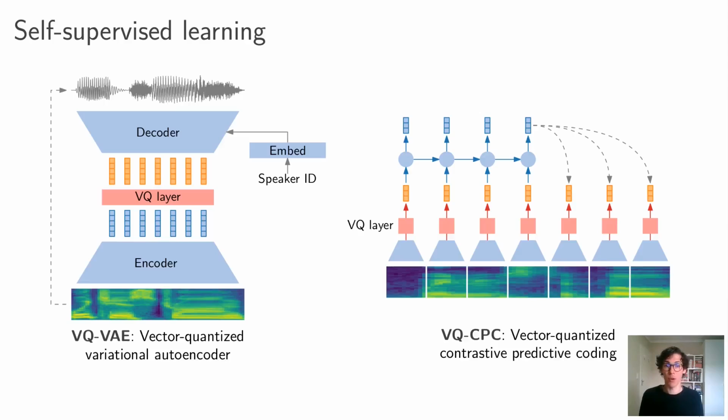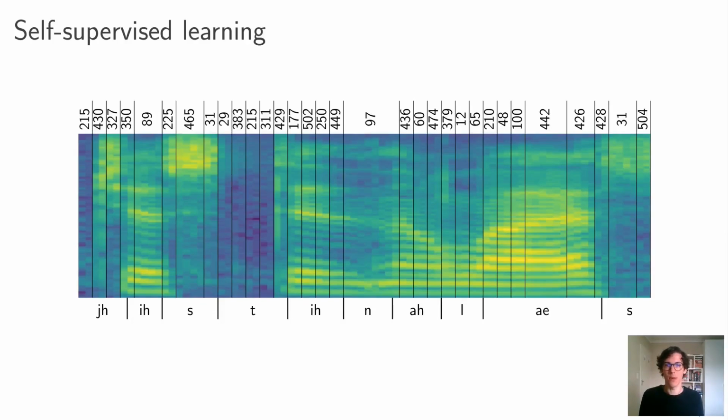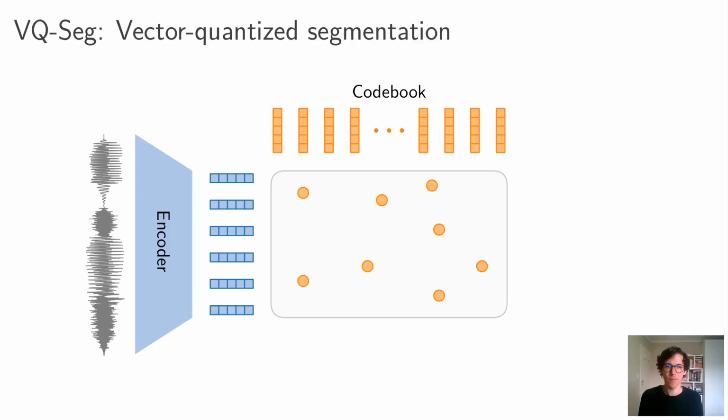These models work quite well on a number of tasks, such as phone discrimination, but they still don't exactly mimic the phonetic units. To see that, here we've got some speech input with the human level annotations at the bottom. And here we've got the encoding from a VQ-VAE model. We can see that the VQ-VAE encodes the speech at a much higher bitrate than the phonetic sequence. And we wanted to address this problem.